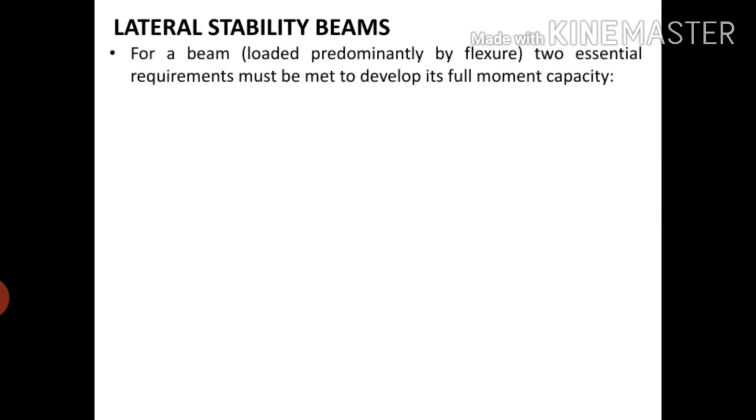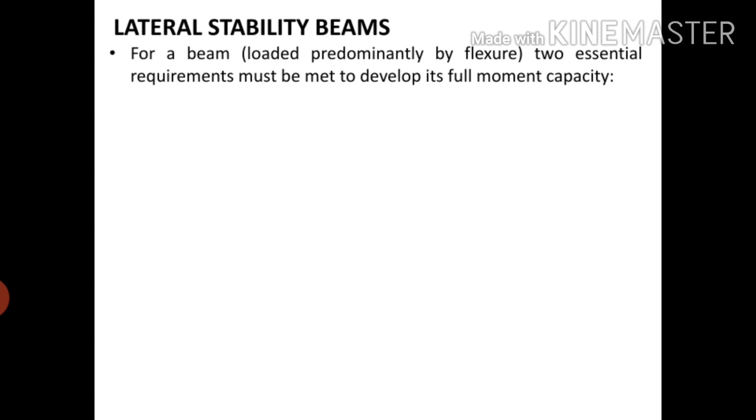Then lateral stability of beams. For a beam loaded predominantly by flexure, the beams are loaded in a transverse direction, that is exactly 90 degrees to the longitudinal axis of the beam, and because of the loading, the beam is subjected to bending stress. So bending is nothing but a state of stress. Because of the loading, stresses are developed in a beam, and because of the stress the beam deflects, and that deflection we call bending.